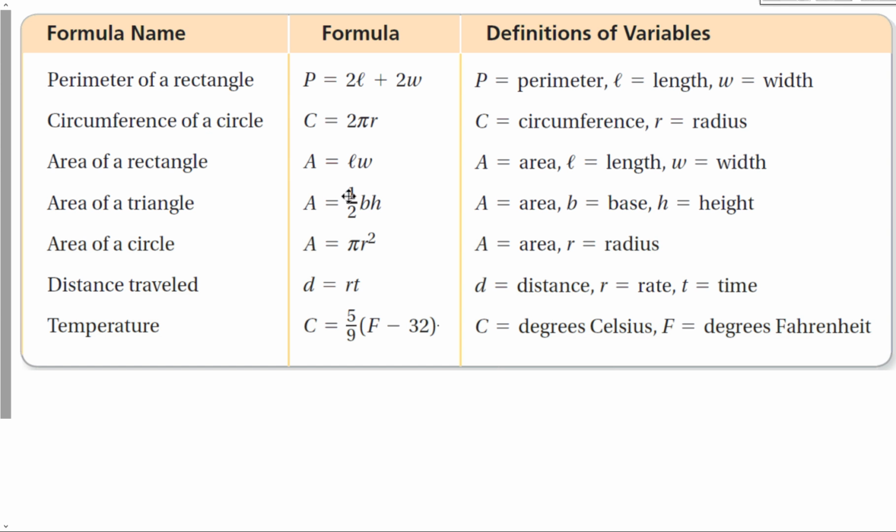Triangle. Area is equal to 1/2 the base times the height. Area of a circle. Area is equal to pi r squared, radius squared. Distance traveled. Distance is equal to rate times time.